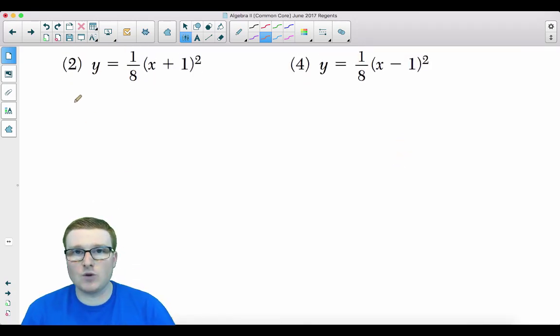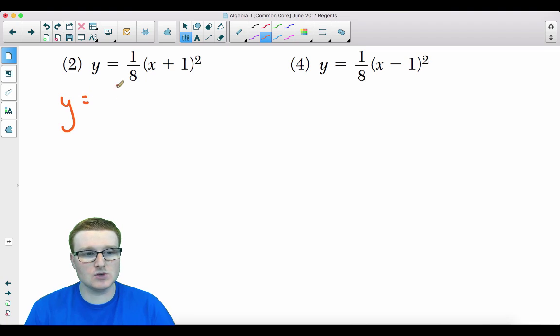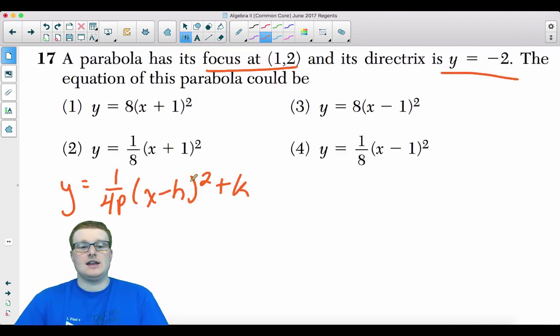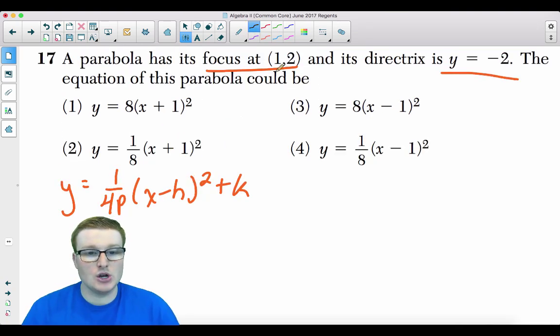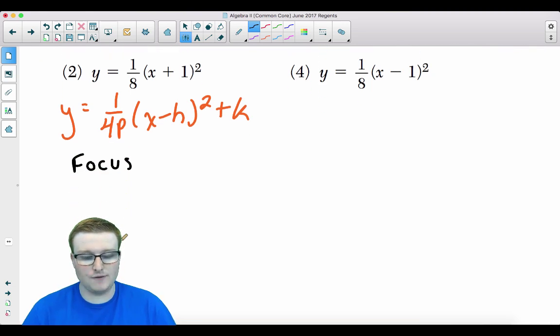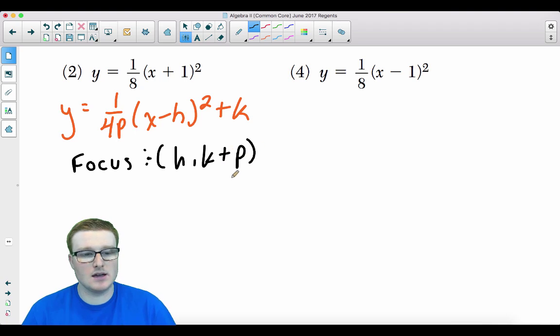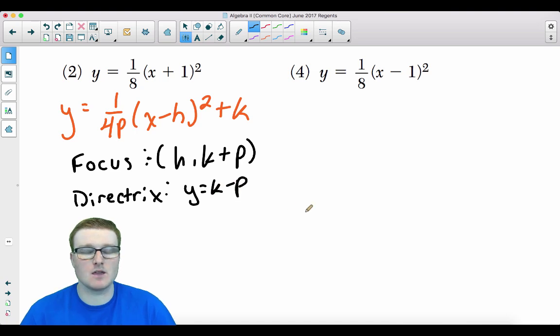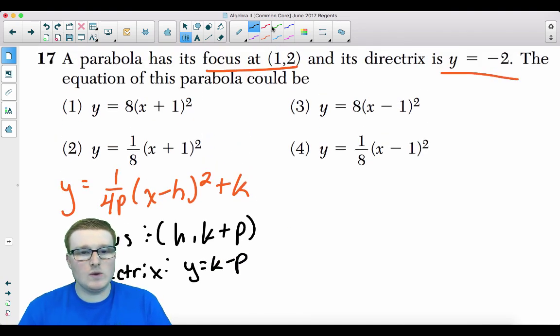The vertex form of a parabola is y equals 1 over 4p times (x minus h) squared plus k. All right? Now, you need to know this. The focus is always in the form of (h, k plus p), and your directrix is always in the form of y equals k minus p. All right?